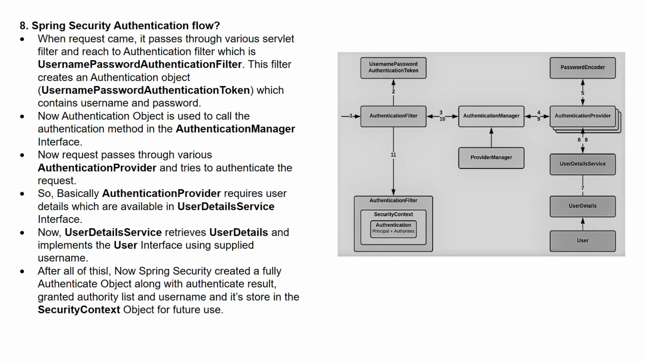So, basically the authentication provider requires user details, which are available in the UserDetailsService interface. Now, UserDetailsService retrieves user details and implements the UserDetails interface using the supplied username. After all of this, Spring Security creates a fully authenticated object along with the authentication result, granted authority list and username, and it's stored in the SecurityContext object for future use.